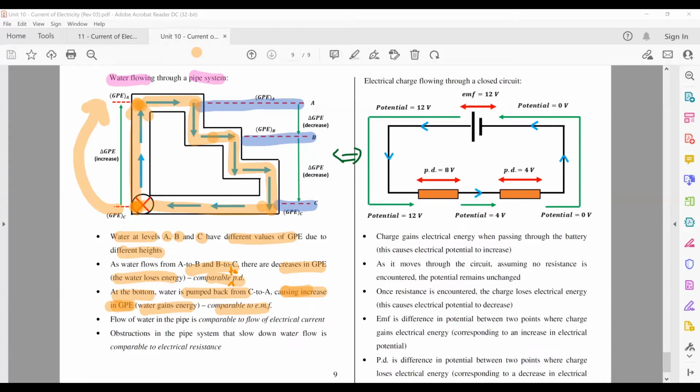All right. Now, the flow of water inside the pipe is comparable to the flow of electrical current. Any obstructions in the pipe that slow down the water flow are comparable to electrical resistance. All right. So this is what you expect to see for water flowing inside a pipe system.